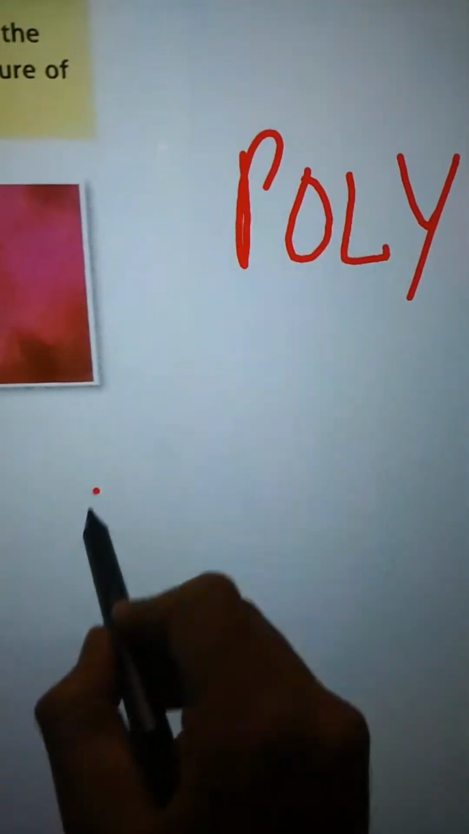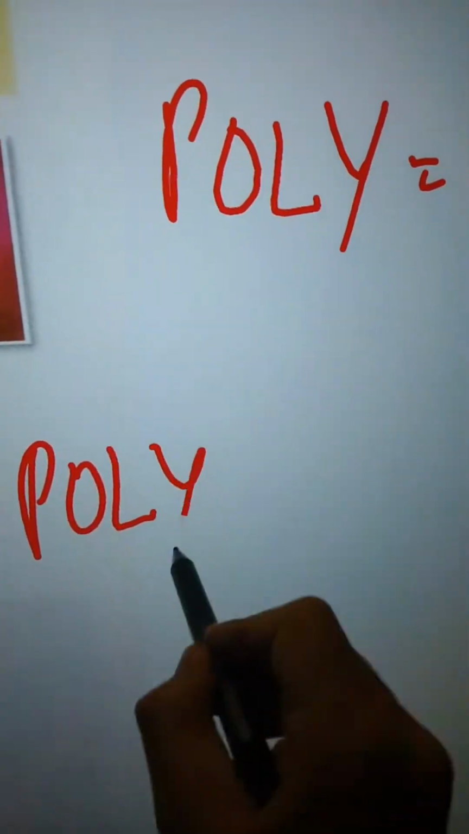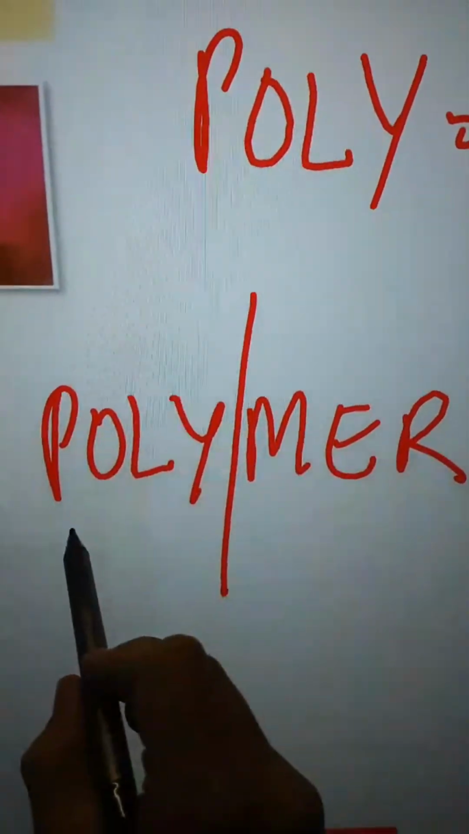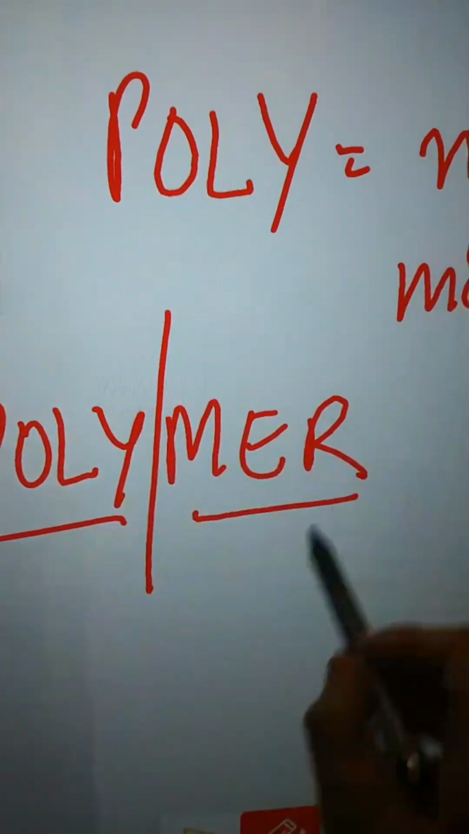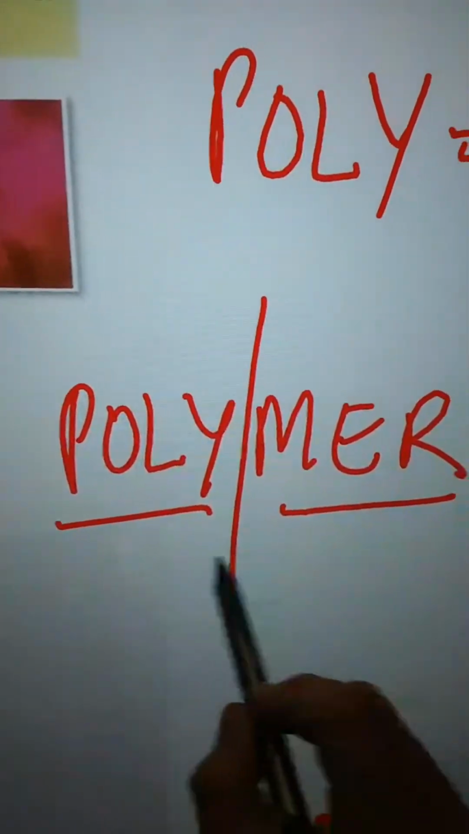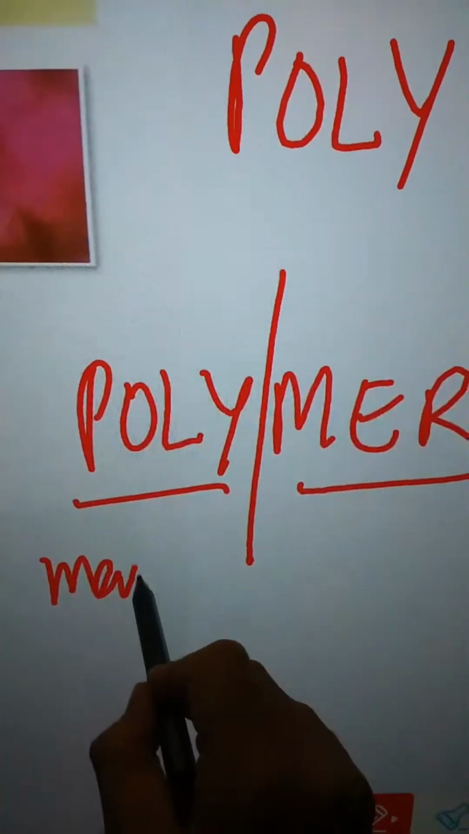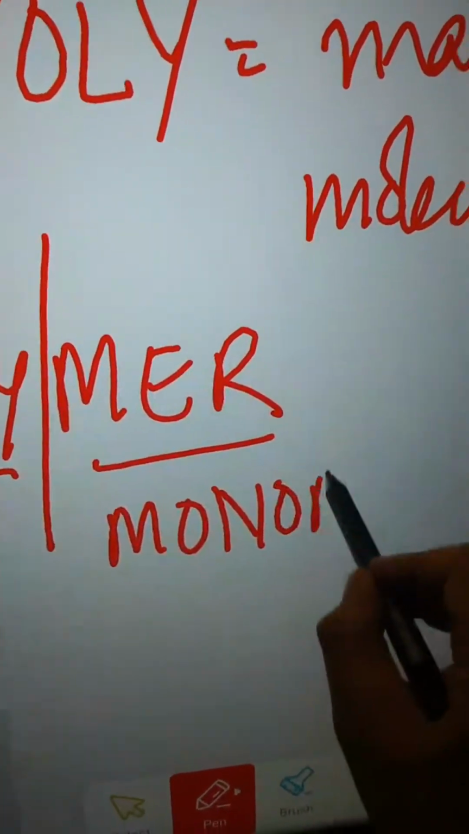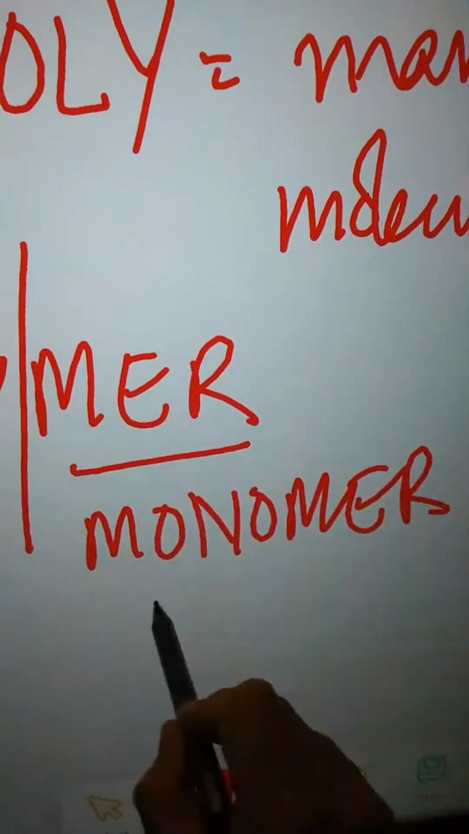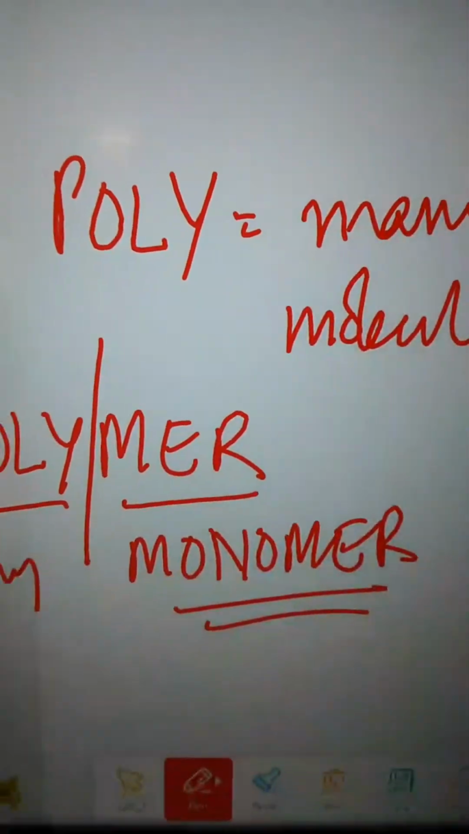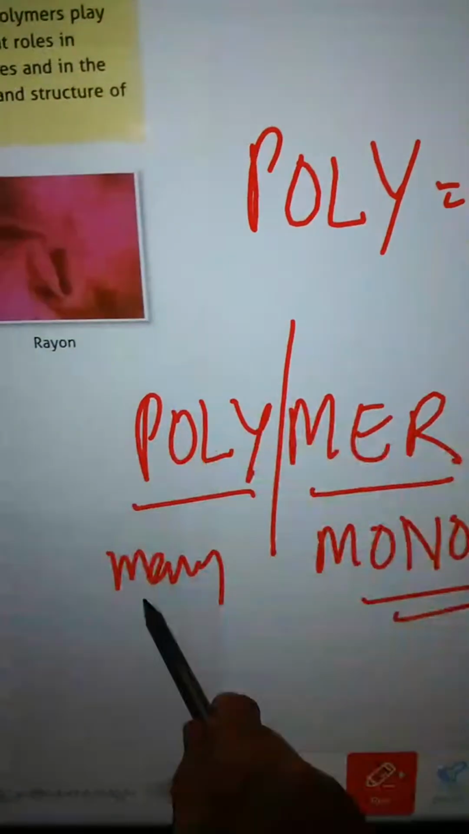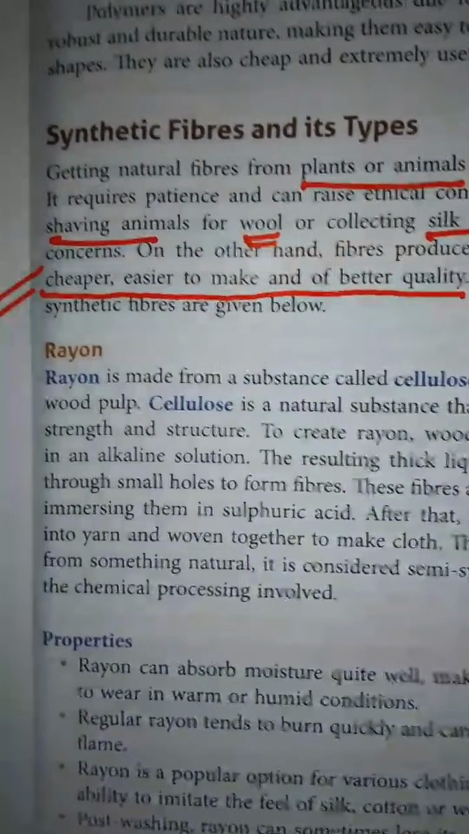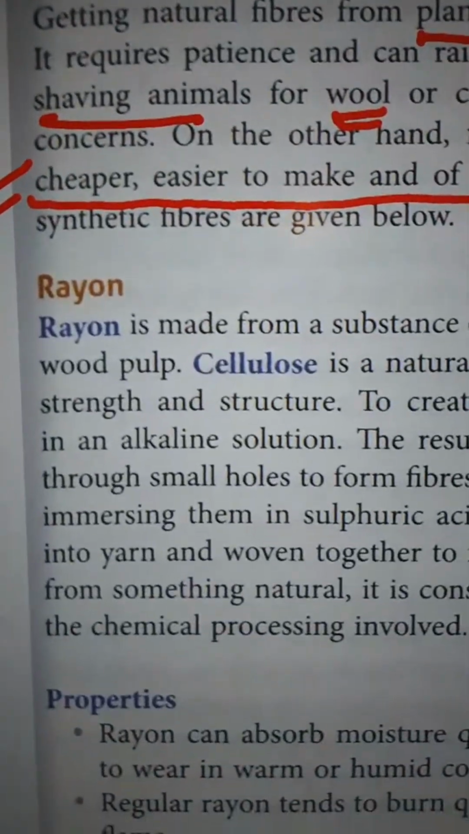And when you say polymer, it is a combination of two words, poly and mer. This means many, and this is a monomer. This is the single molecule. So when many molecules join together, then it forms a polymer. The first synthetic fiber which is described is rayon.